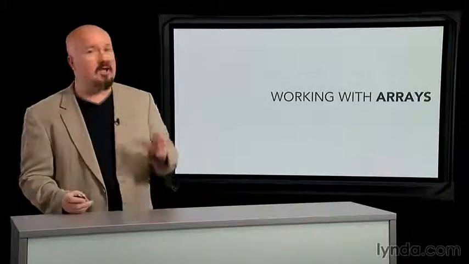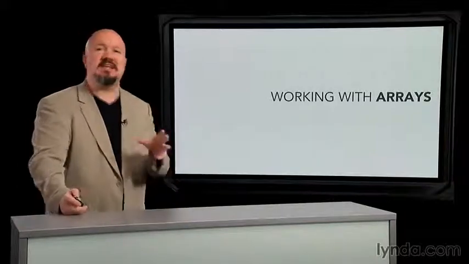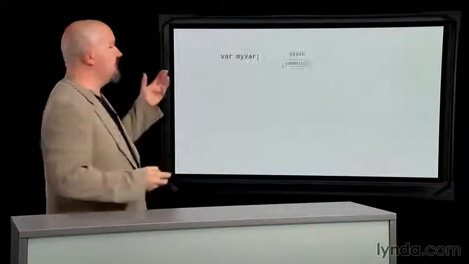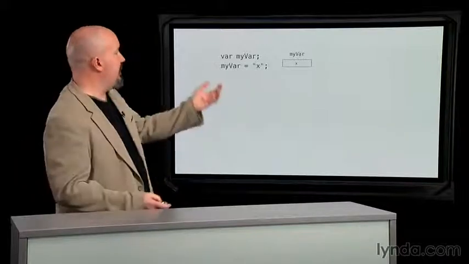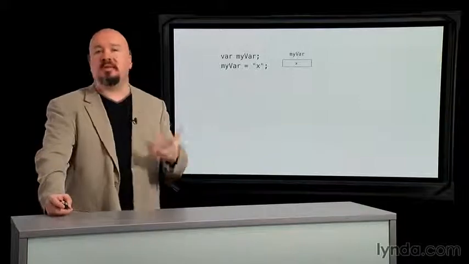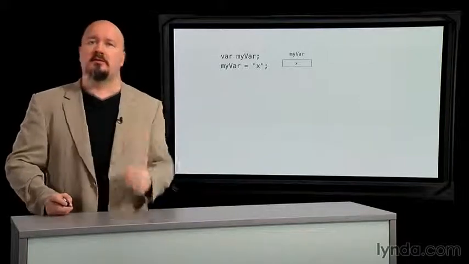An array is a collection of values all wrapped up and given a name. Okay, so what does that mean? Well, we already know how to create one variable at a time. We use the word var, we give it a name, and then we can use the equal sign to give that variable a value. That could be a letter, a number, a string, or a boolean, but it's one value.